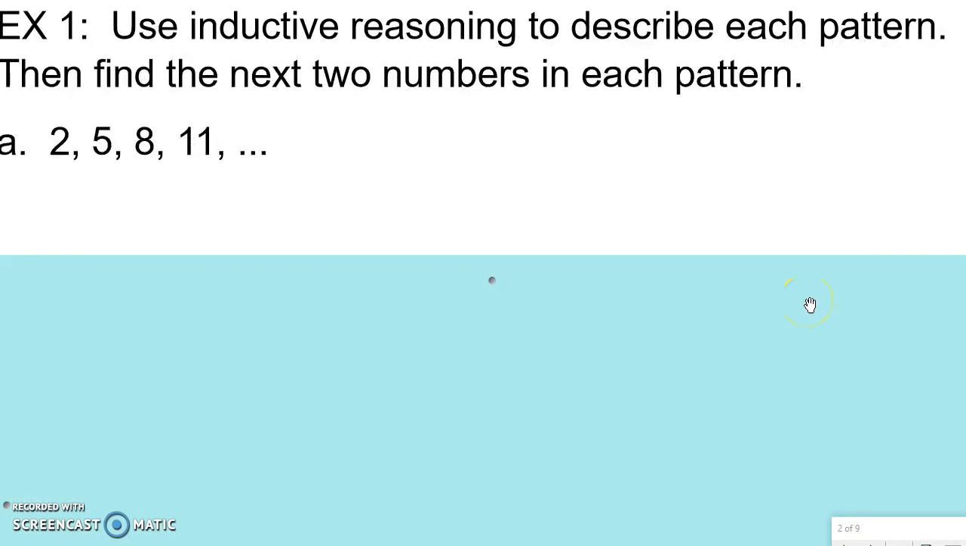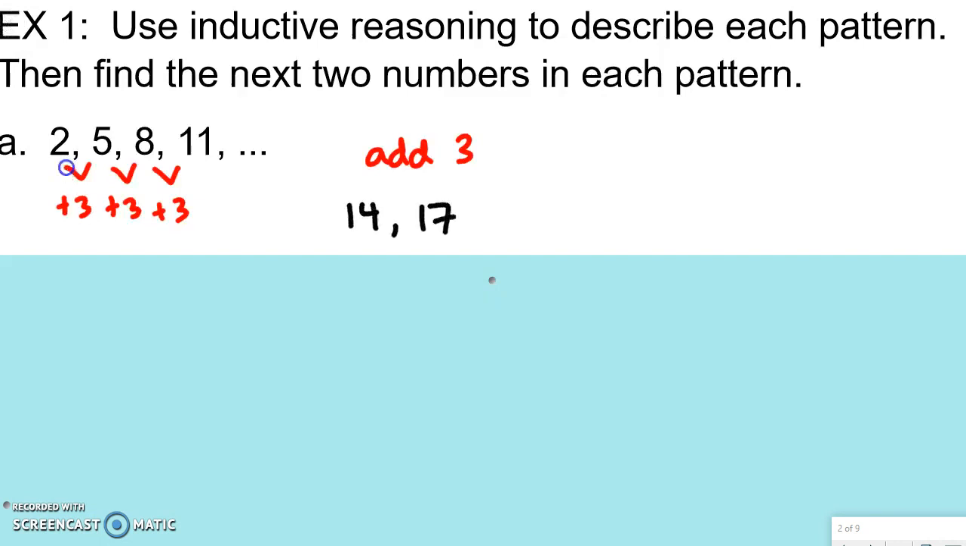Okay, so first I'm going to use inductive reasoning to describe each pattern, then find the next two numbers in the pattern. So inductive reasoning basically uses patterns to help you generalize what could happen next. Okay, so if I look, I have 2, 5, 8, 11. So I can say, okay, I'm adding 3 each time. Then the next two numbers will be 14 and 17.